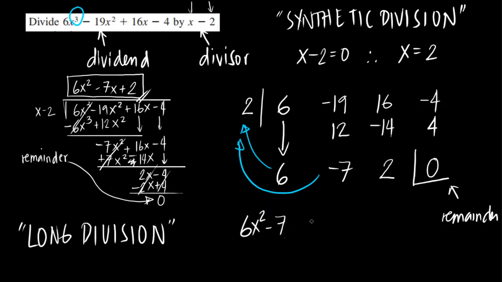No. 7x, and finally, we have your 2 nga constant. So, just like in the long division, nakuha tang answer sa synthetic division: 6x squared minus 7x plus 2. Okay? So, let's move on to another example.